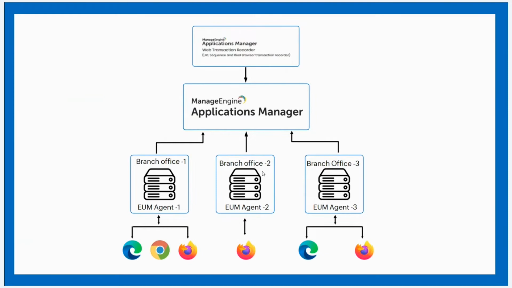Applications Manager's end user monitoring agents basically provide greater visibility into the user experience and help detect potential performance problems with ease. The EUM agents can be installed in multiple branch offices in different cities or in the systems of your end users. All you need is a secure HTTPS connection between the agent and the Applications Manager server. Now let's see how to add a real browser monitor.